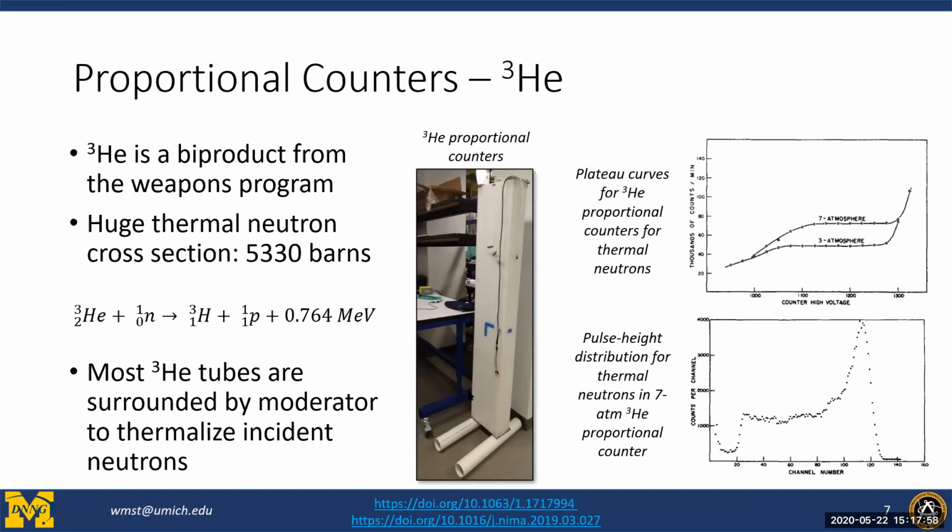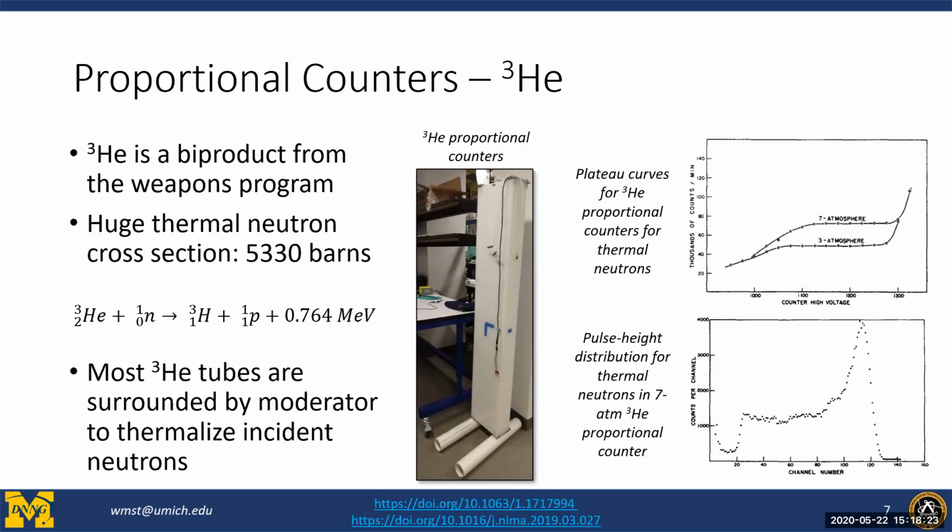Here you can see a couple helium-3 tubes, I believe three, in our laboratory at Michigan that are surrounded in these white planks. That is polyethylene. And the reason for that is to slow down the neutrons. So we'll talk about moderation and things of that more later and how neutrons interact.